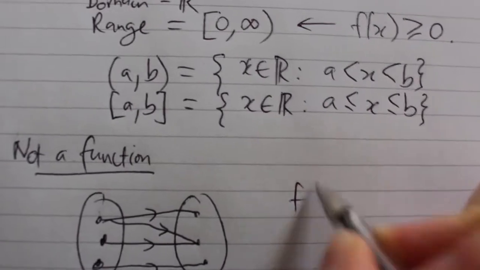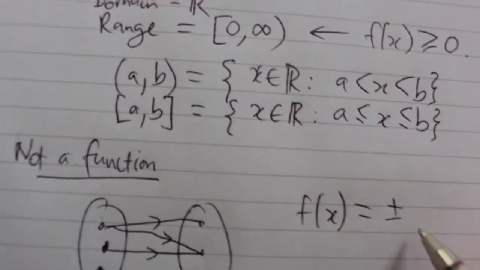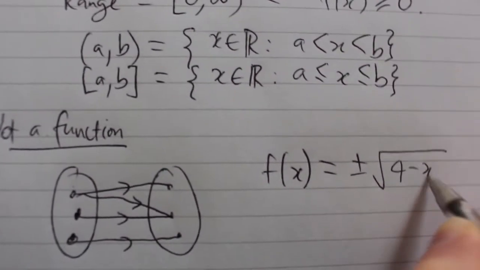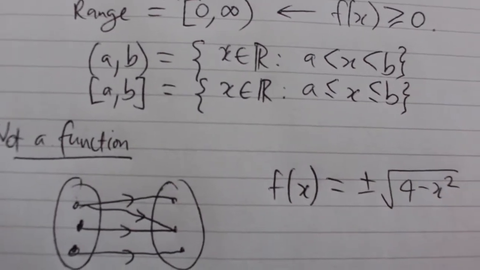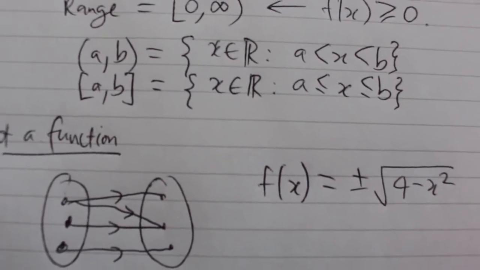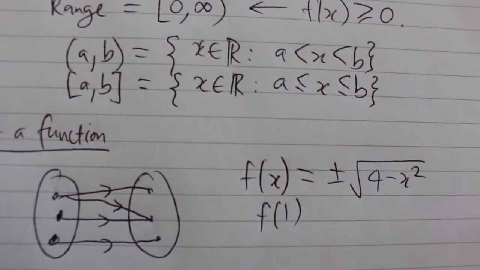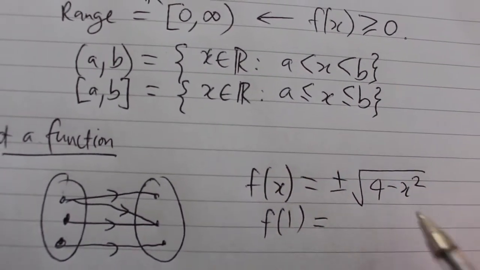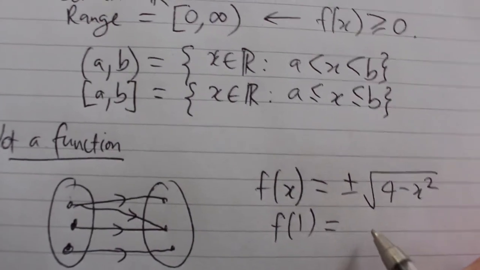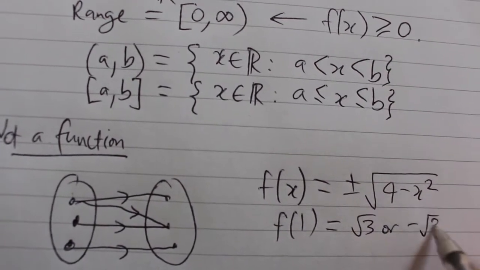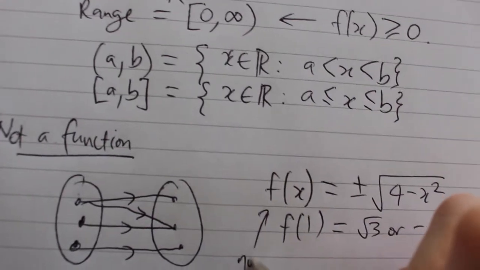If you have something like f of x equals plus or minus root 4 minus x squared, this is also not a function, because this is ambiguous. We don't know what f of 1 is. Is it plus root 3 or minus root 3? It's not clear, so this is also not a function.